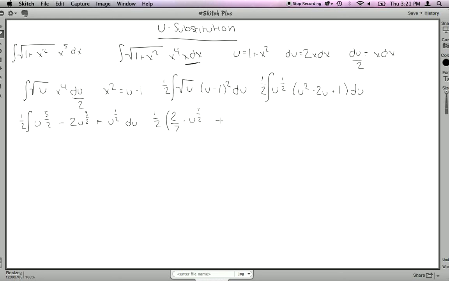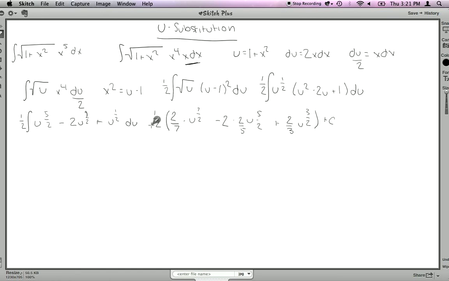Let's do our next term. I'm going to keep the -2 separate for now, so it's -2 times 2/5 u to the 5/2, and our last term is going to be plus 2/3 u to the 3/2. And remember, since we are integrating, we have to account for a constant, and that is represented by the letter c. Alright, now there are 2 more things to do before we're done.